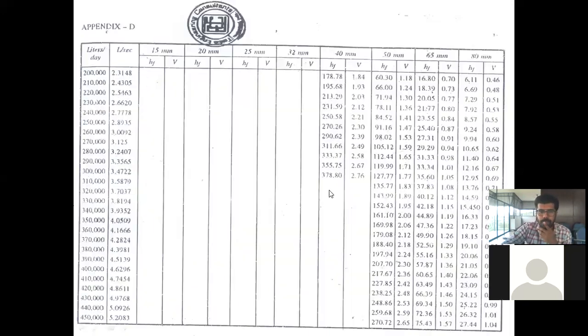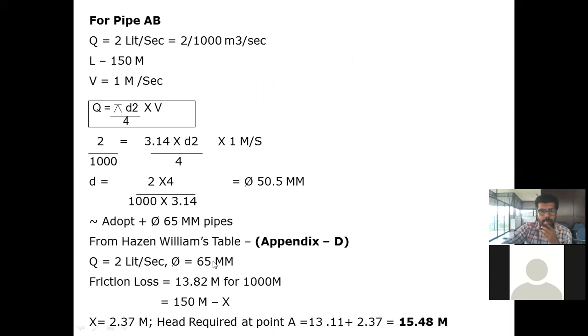So at AB, 13.82 for 1000 meter. So for 150 meter, how much it will be? 13.82 divided by 1000 into 150. So you'll be getting almost 2.37 meter for 150 meter.